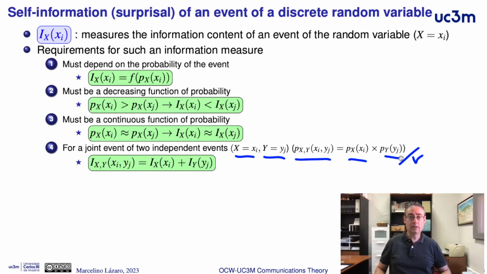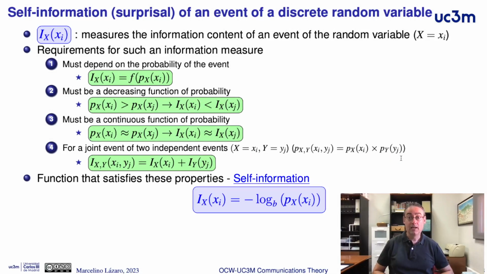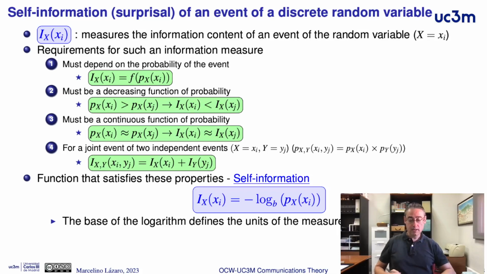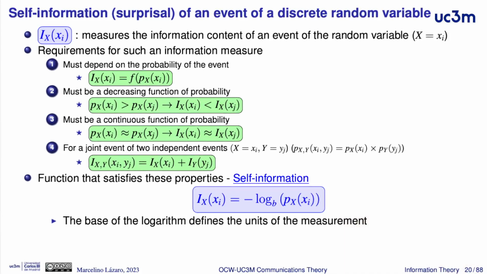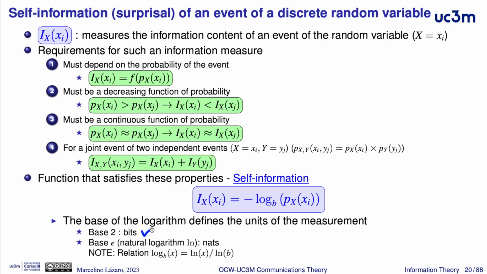With these requirements, the function that satisfies them is minus the logarithm of the probability. And this is the definition of the self-information of an event: minus the logarithm, in a given base, of the probability of the corresponding event. The base of the logarithm defines the units of the information measurement. The most common bases are base 2, in which case the units are bits, and the Euler number, in which case we have the natural logarithm and the units are nats.